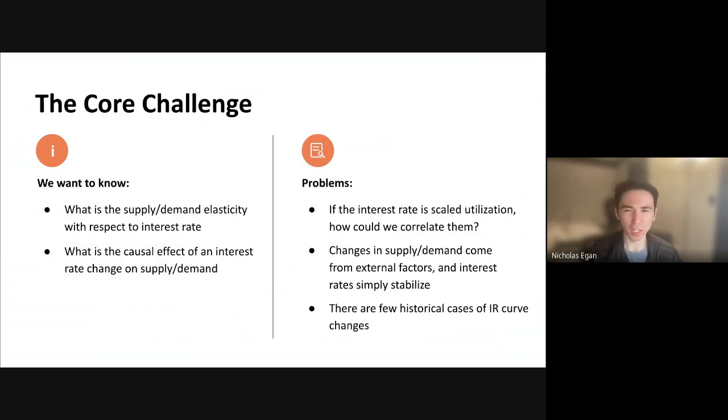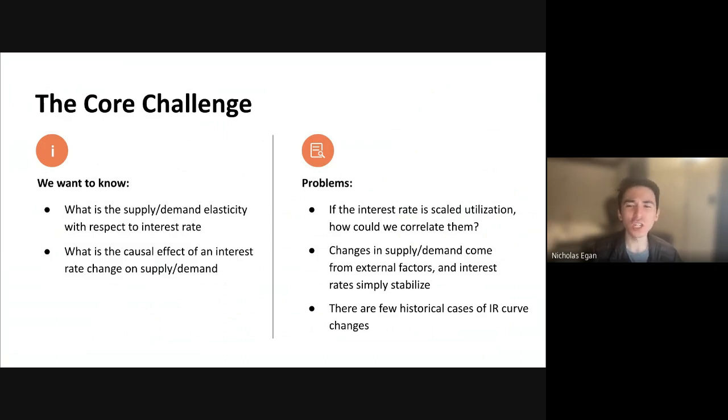What makes this tricky is that, first of all, since the interest rate is simply the scaled utilization, more or less, we cannot find the elasticity through simple correlation because the interest rate depends on the amount borrowed and amount supplied, and vice versa.